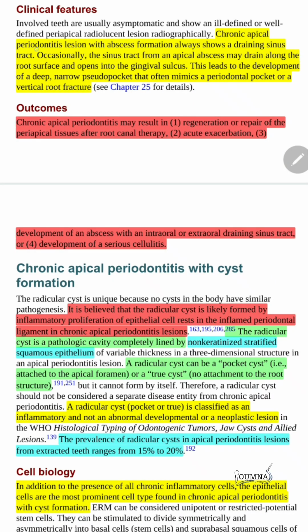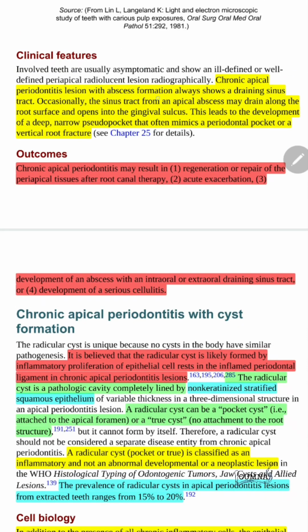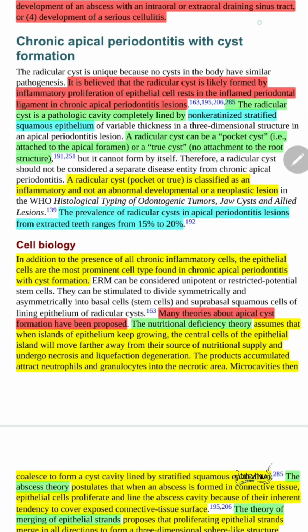The chronic apical periodontitis lesion with abscess formation always shows a draining sinus tract. Occasionally, the sinus tract from an apical abscess may drain along the root surface and open into the gingival sulcus. This leads to the development of a deep, narrow pocket that often mimics a periodontal pocket or a vertical root fracture. So we must take the medical history of the tooth.